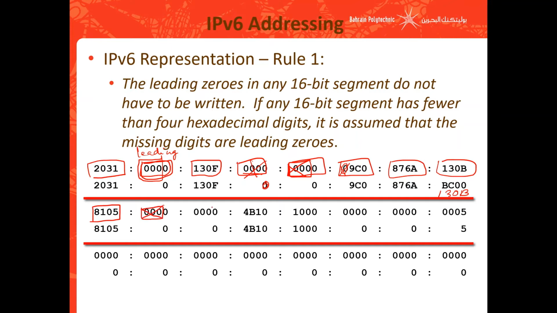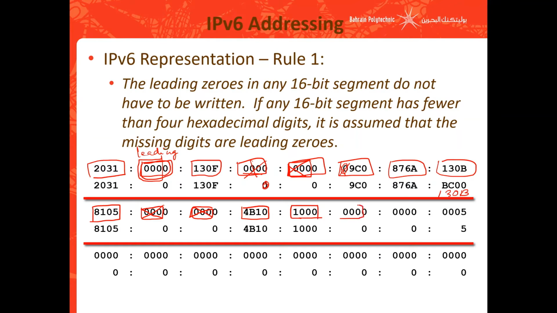Okay. Again, leading zeros, we remove the first 3. No leading zeros, so this stays the same. Then again, you can't remove the successive zero. So these zeros, you can't remove them. You have to write them as it is. So this remains the same.